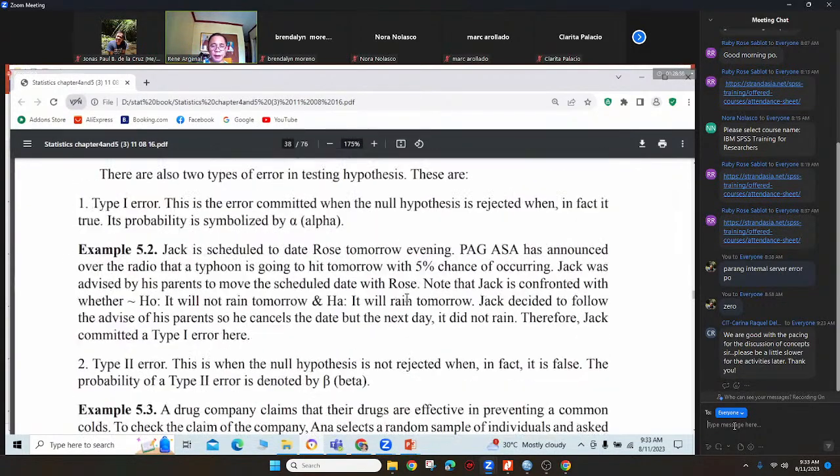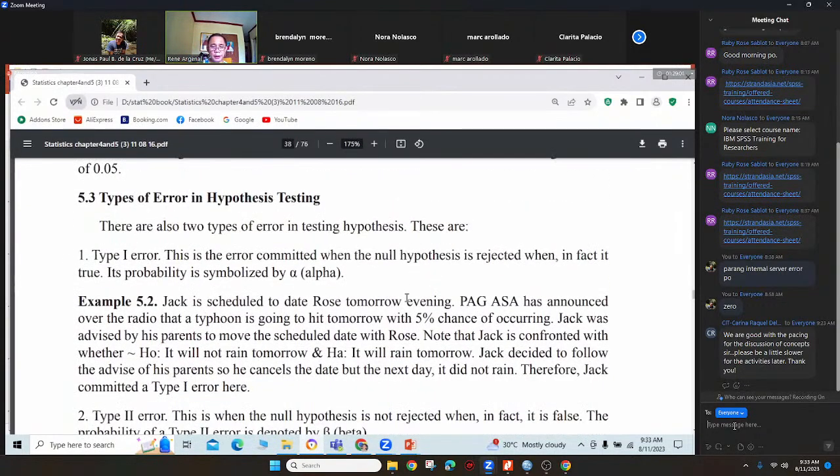Okay, we talk about type 1 and type 2 error. So type 1, this is the error committed when the null hypothesis is rejected, when in fact it is true. It is symbolized by alpha. So you have here an example.